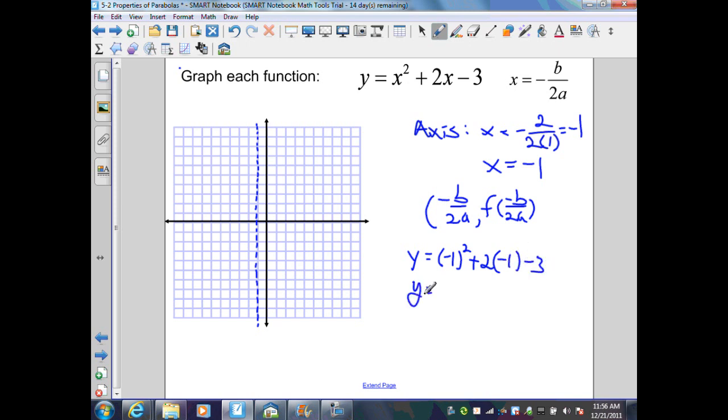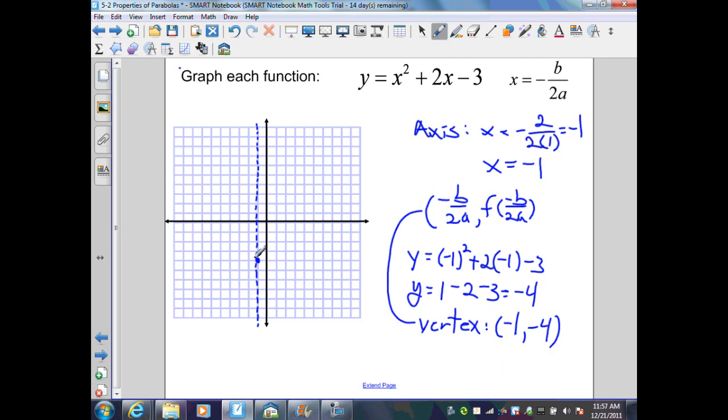Therefore, y, when I simplify, I'm going to get 1 minus 2 minus 3. That gives me my y-coordinate equal to negative 4. Therefore, my ordered pair for my vertex is going to equal negative 1, negative 4. Now I just graph my vertex, negative 1, 1, 2, 3, 4.